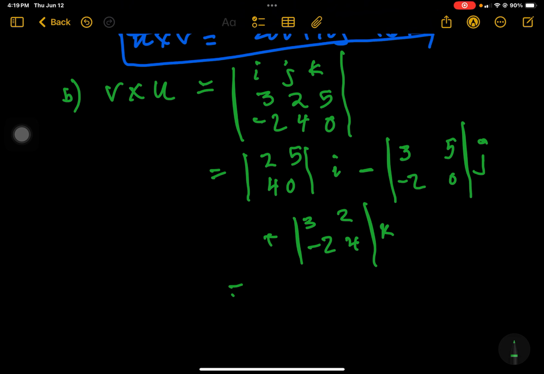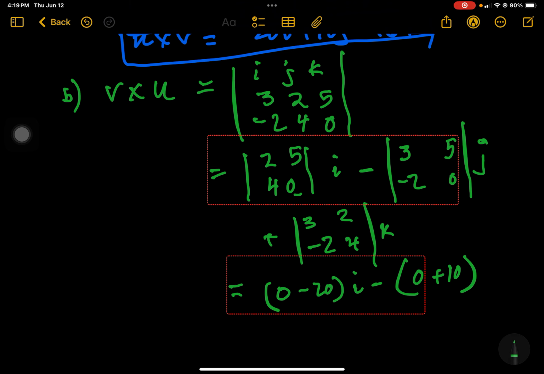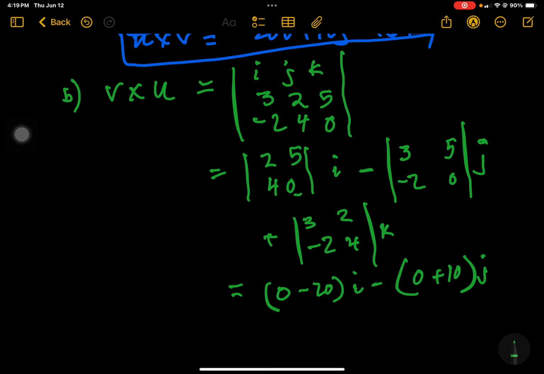So again, finding the determinant, 2 times 0 is 0 minus 20, so it is 0 minus 20I. Minus 3 times 0 is 0. Two minuses will make it plus. 2 times 5 is 10, because minus 2 times 5 is minus 10, and it's negative, minus minus is plus 10. That is the J component.